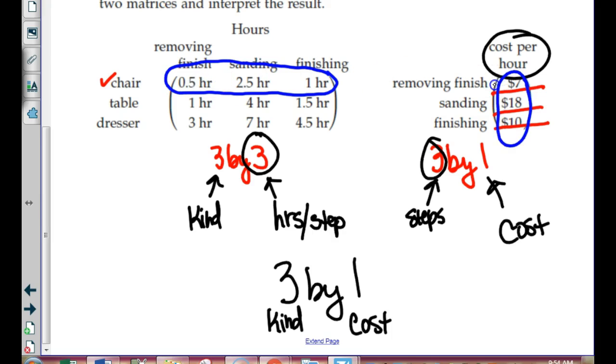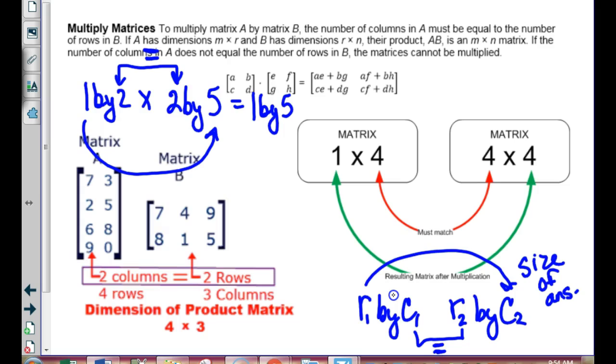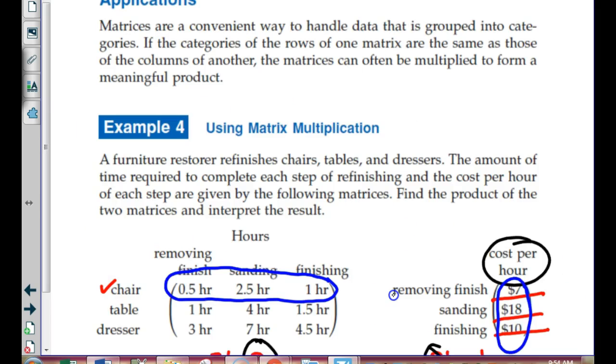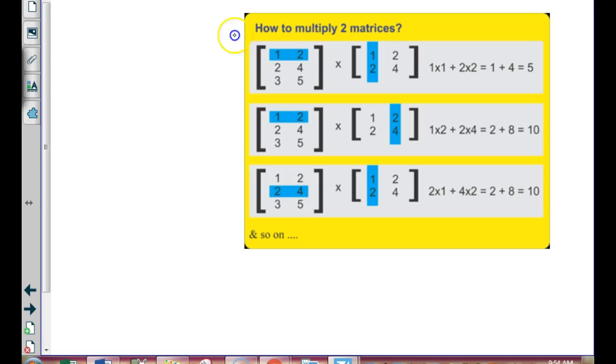Half hour of finishing, the cost for finishing is 7. 2.5 hours of sanding, the cost for sanding is 18. 1 hour of finishing, the cost of finishing is 10. So each element gets multiplied by this number, and then to find the total cost, we'd add them all up. So what we're doing is taking the numbers in this row, multiplying each one separately by these in this column, and then adding them together. It's complicated, okay?